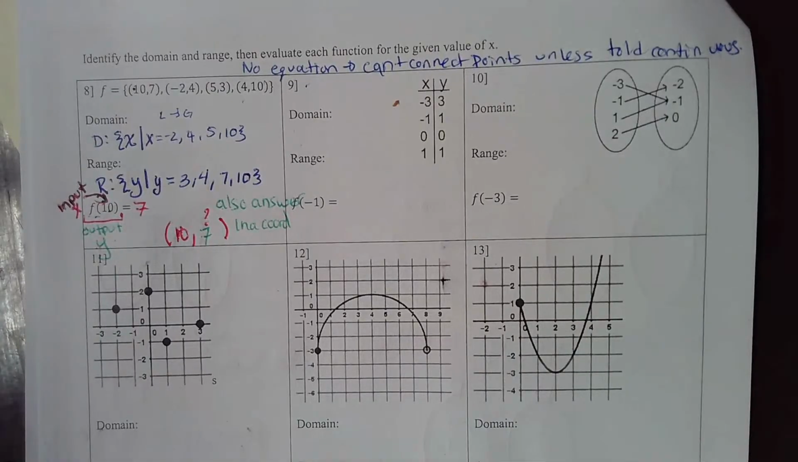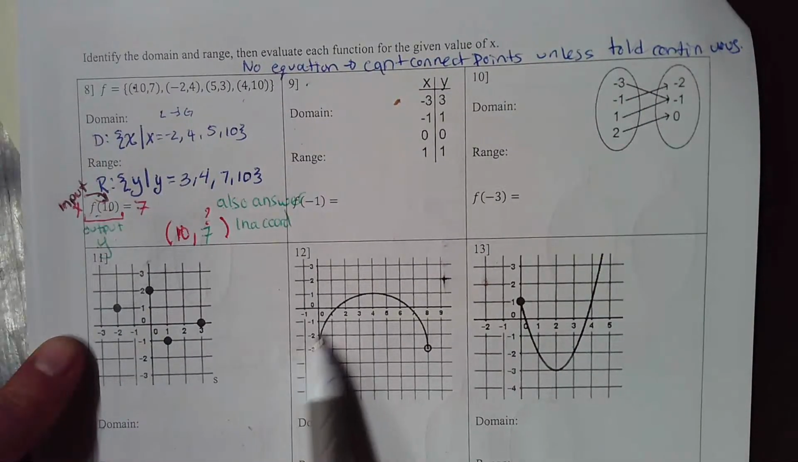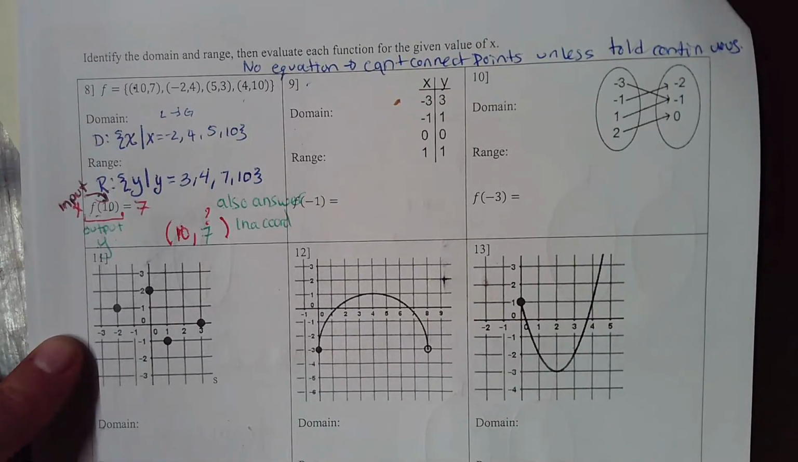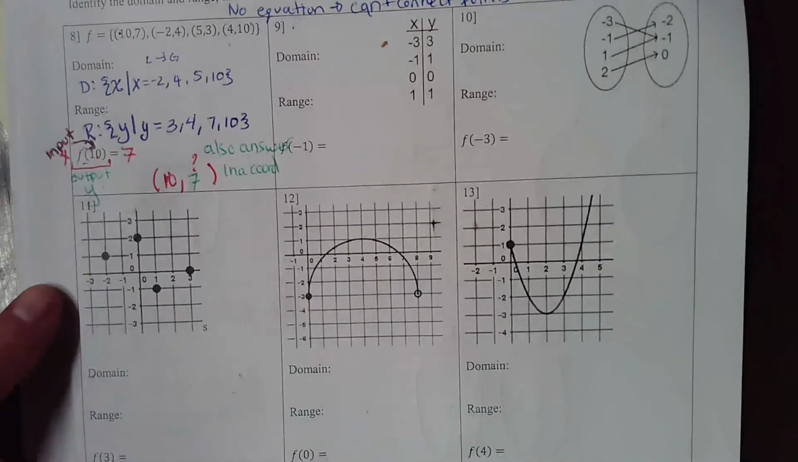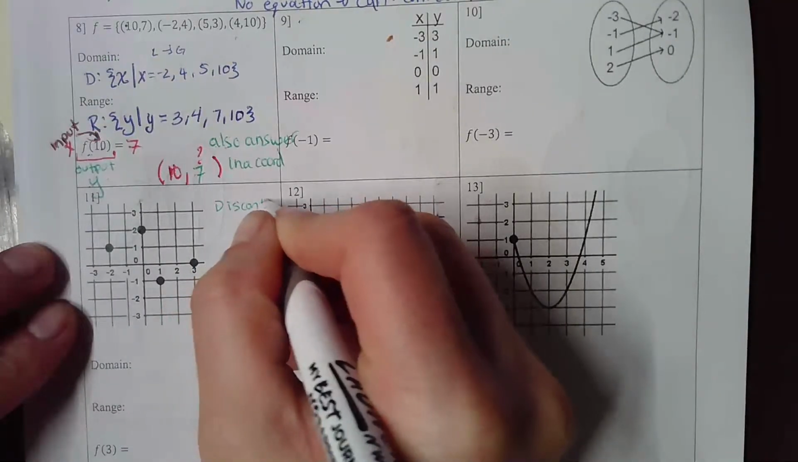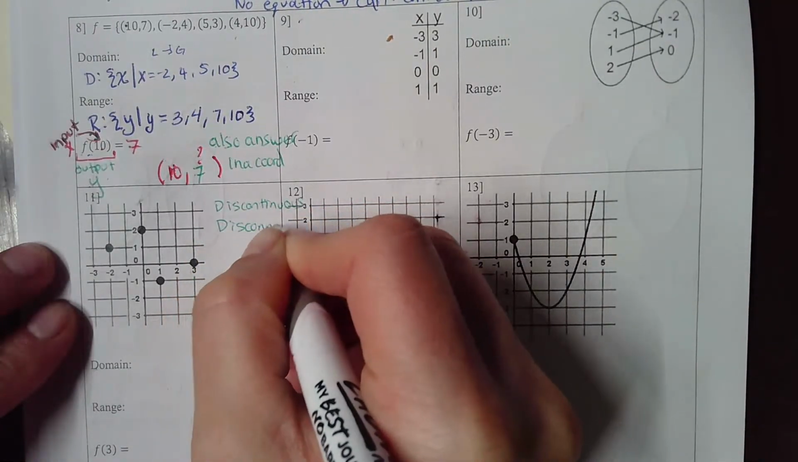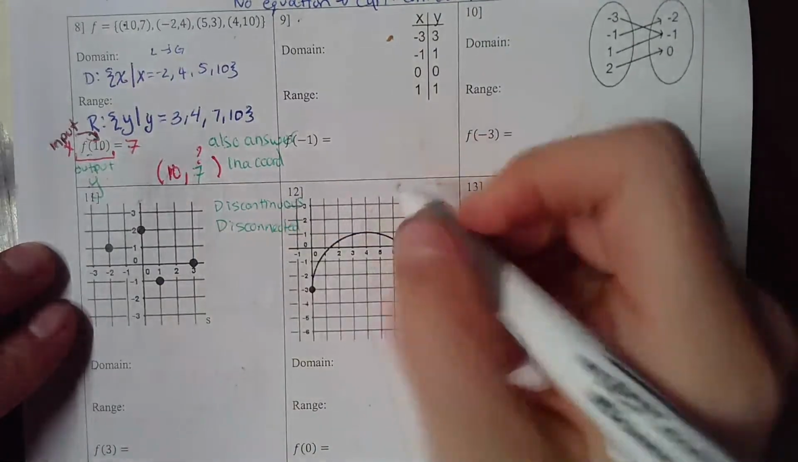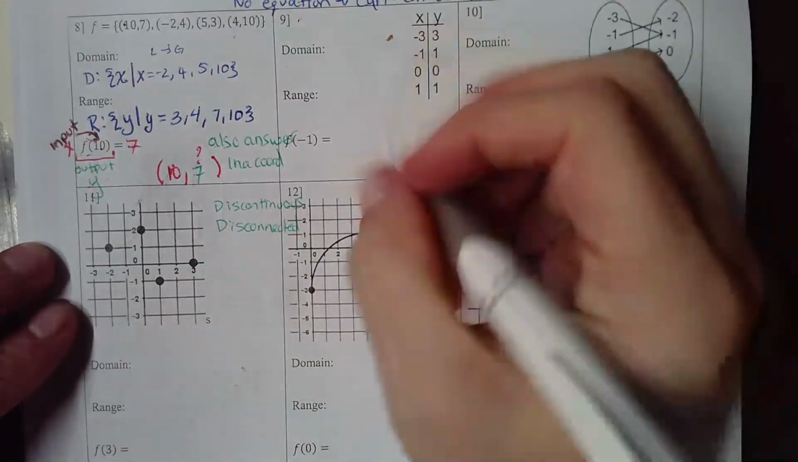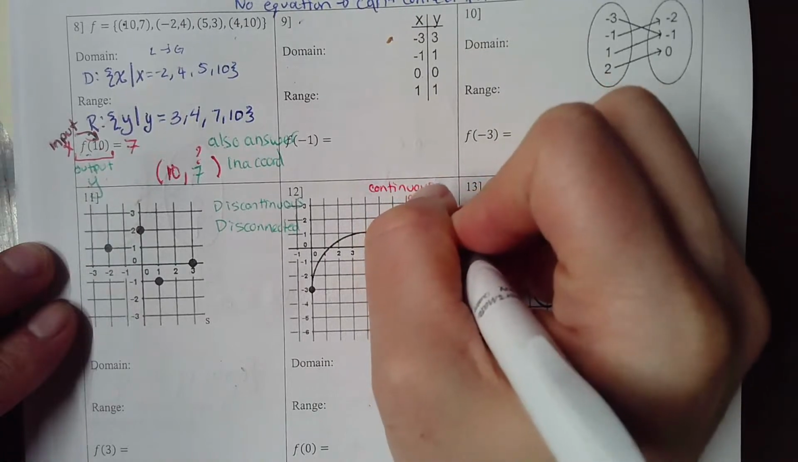Let's look at the difference between a discontinuous and a continuous set of domain points. Discontinuous means disconnected. Continuous is connected.